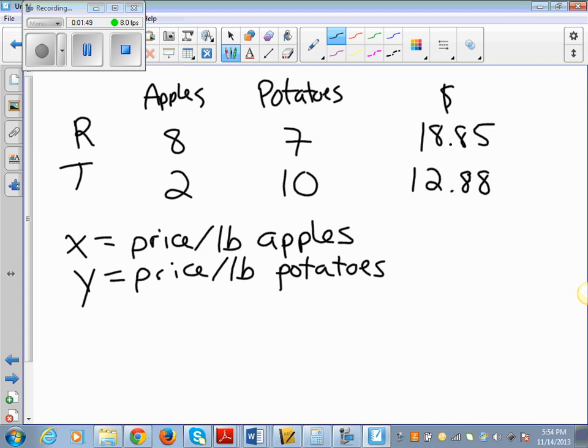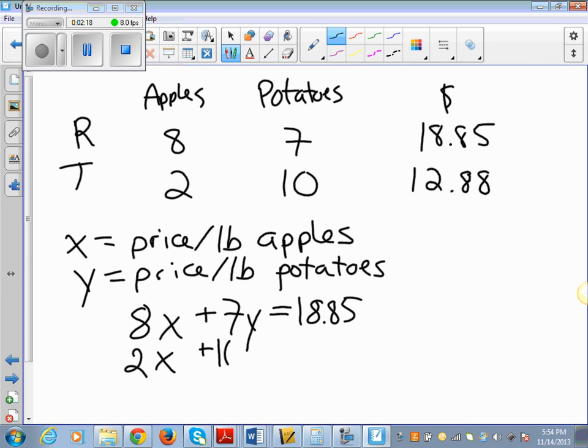So looking at what Roger spent, he bought 8 pounds of apples, so 8 times the price per pound, so 8x, plus he bought 7 pounds of potatoes, so 7 times the price per pound, so 7y, and in total he spent $18.85. Trevor did 2 pounds of apples plus 10 pounds of potatoes and spent $12.88. So now we have 2 equations and we can solve them by substitution or elimination.